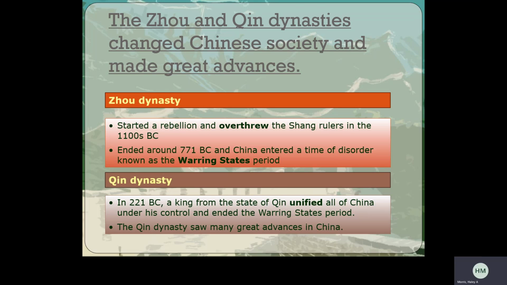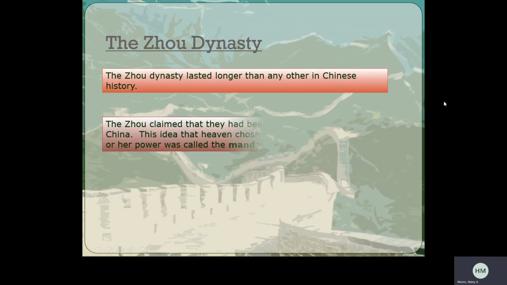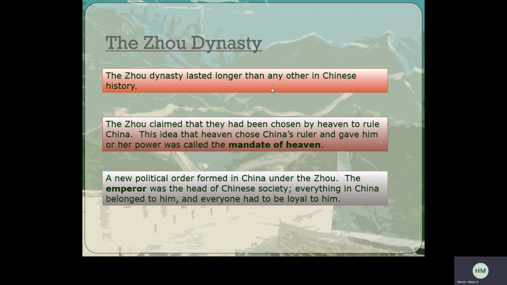So in 221 BC, a king from the state of Qin unified all of China under his control and ended the Warring States period. The Qin dynasty saw many great advances in China. The Zhou dynasty lasted longer than any other in Chinese history.